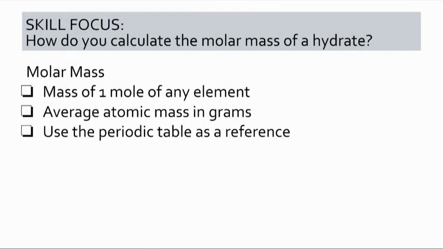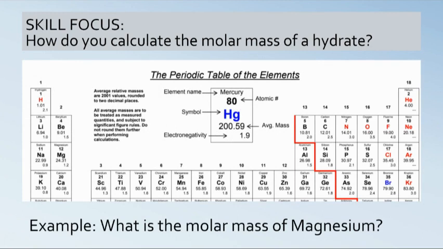All right, let's take a second and learn how to calculate the molar mass of a hydrate. So molar mass is the mass of 1 mole of any element. It is the average atomic mass in grams, and we can use the periodic table as a reference for it. So if we look at our periodic table, we can see on the key, or the symbols in the middle, that the average molar mass of a substance is shown right below the atomic symbol. In this case, we're looking at mercury, Hg, and its average molar mass is shown as 200.59. We're going to always round that to a whole number. So for mercury, we would say it has a molar mass of 201 grams per mole.